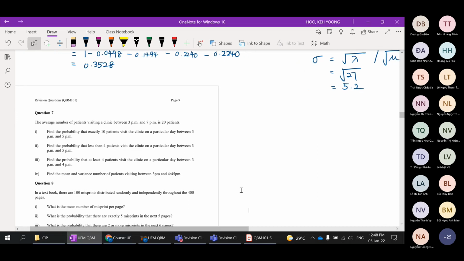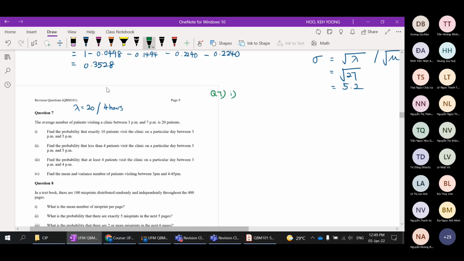Question 7 is also a Poisson question. The average number of patients visiting a clinic between 3 p.m. and 7 p.m. is 20 patients. So you're given the lambda. Lambda is equal to 20. On average, you got 20 patients for how long? 3 to 7 p.m., 4 hours. So lambda equals to 20 for a 4 hour period.